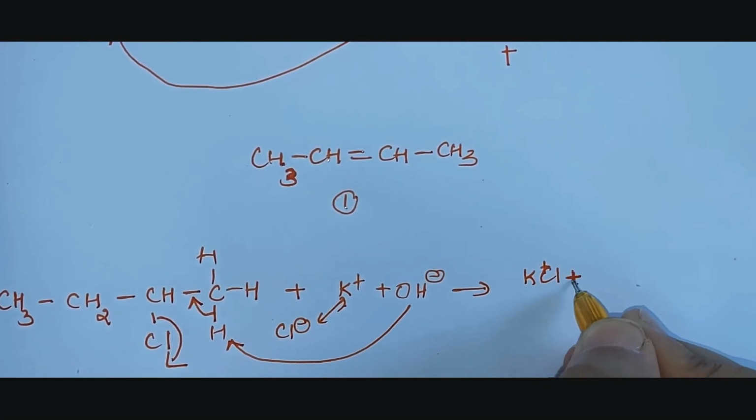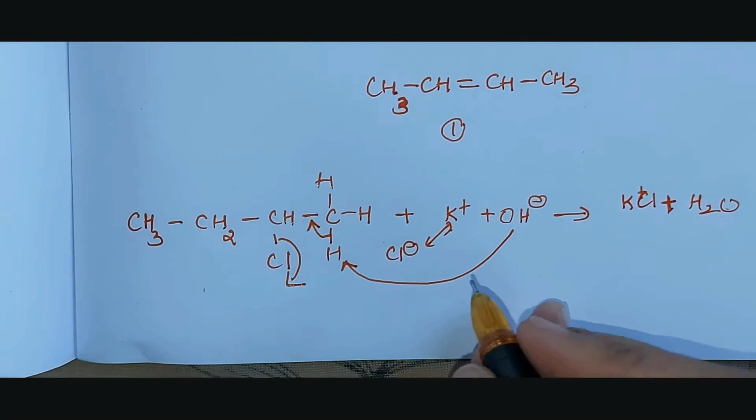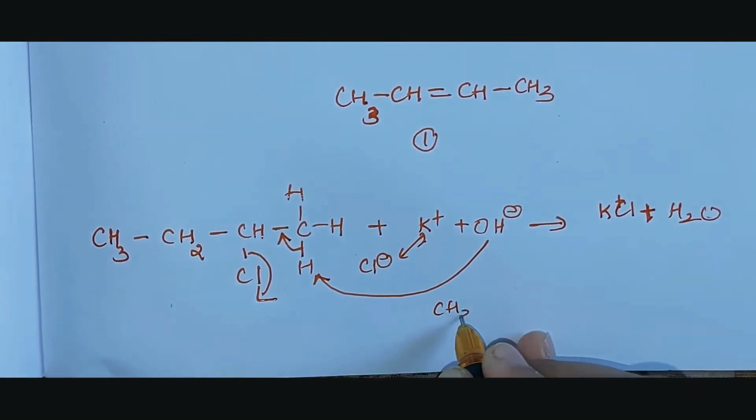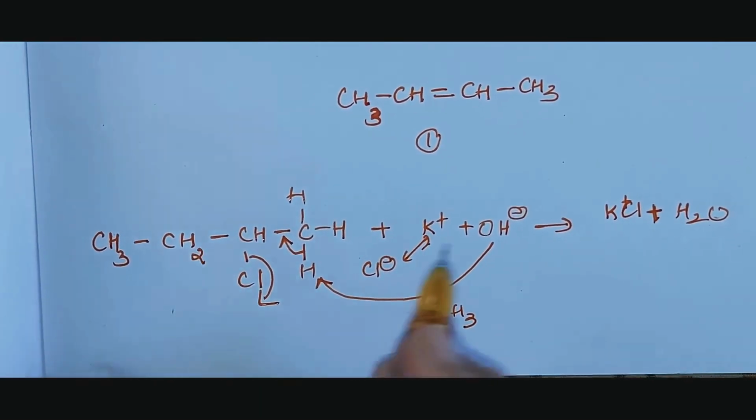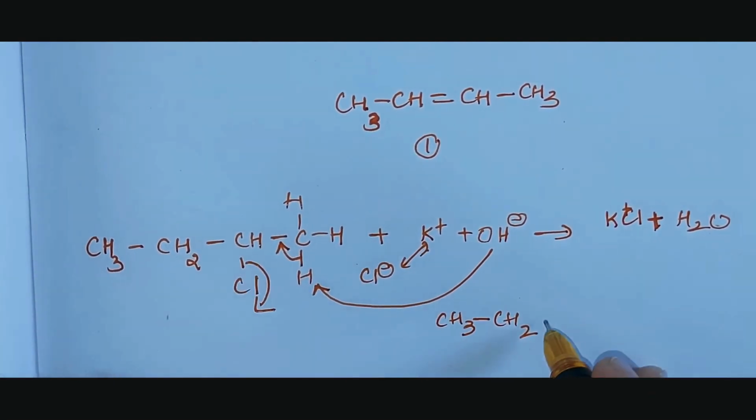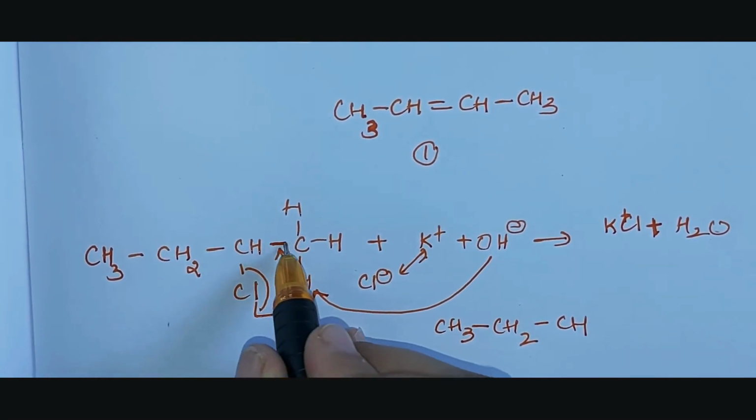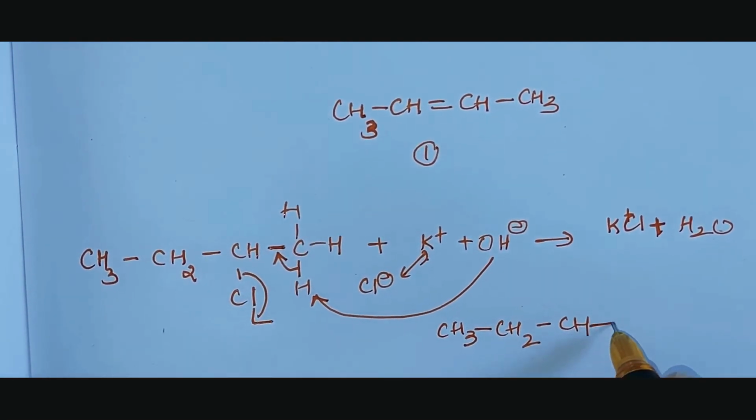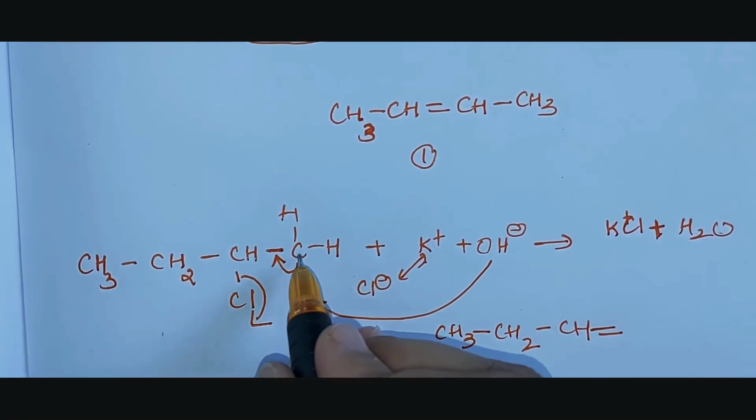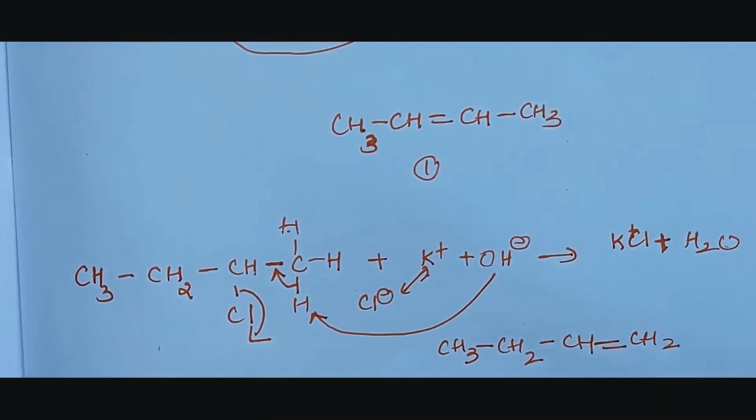Then, since OH minus gives its electron pair to hydrogen, it will form H2O. Then what is remaining? CH3 bonded to CH2, and CH2 is further bonded to CH. Cl is eliminated, so we will not represent it. Since the bond pair is shifted, the single bond becomes a double bond. And carbon has lost one hydrogen atom, so only two are remaining, and it becomes CH2. So this becomes our second possible product.